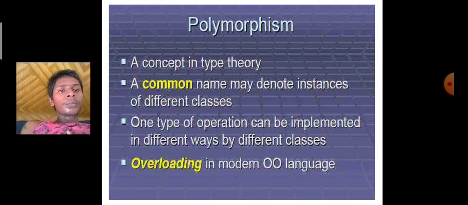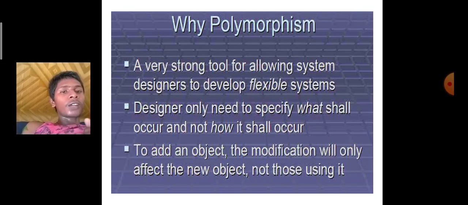Polymorphism is a concept in which a common name may denote instances of different classes. One type of operation can be implemented in different ways by different classes, as in overloading in modern languages. Why polymorphism? It is a very strong tool for allowing system designers to develop flexible systems. The designer only needs to specify what shall occur and not how it shall occur. To add an object, the modification will only affect the new object, not those using it.